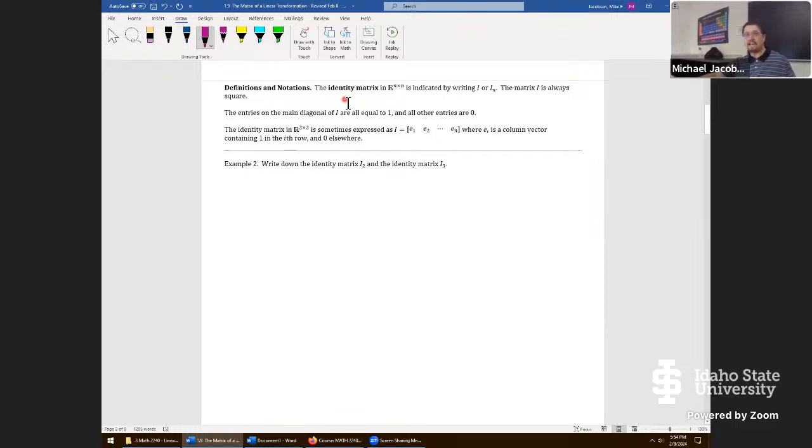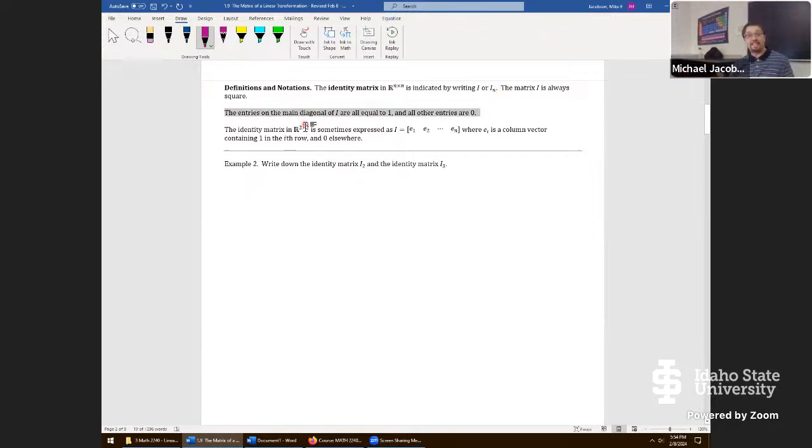It says the identity matrix in R^(n by n) is indicated sometimes just simply by I if the context tells you that size, or we might say I_n if we need to specify the number of rows and columns. We don't say n by m because it's always from that space of n by n matrices. So in other words, identity matrices are always square. Here's how we define it.